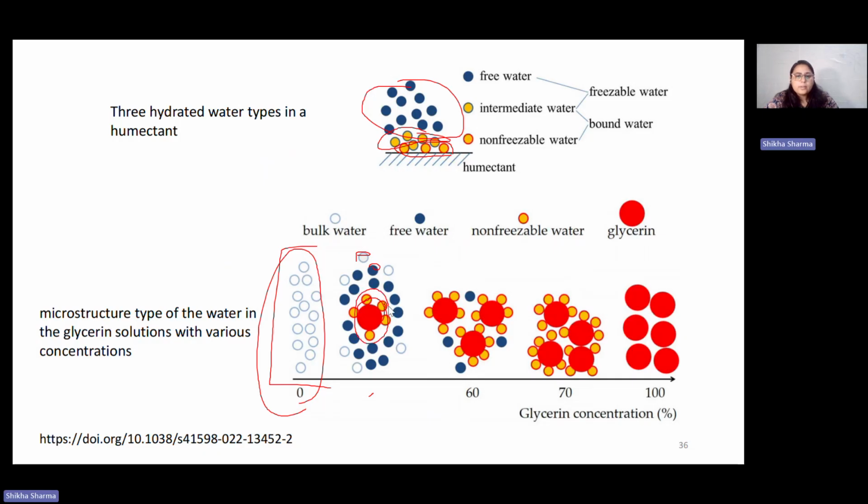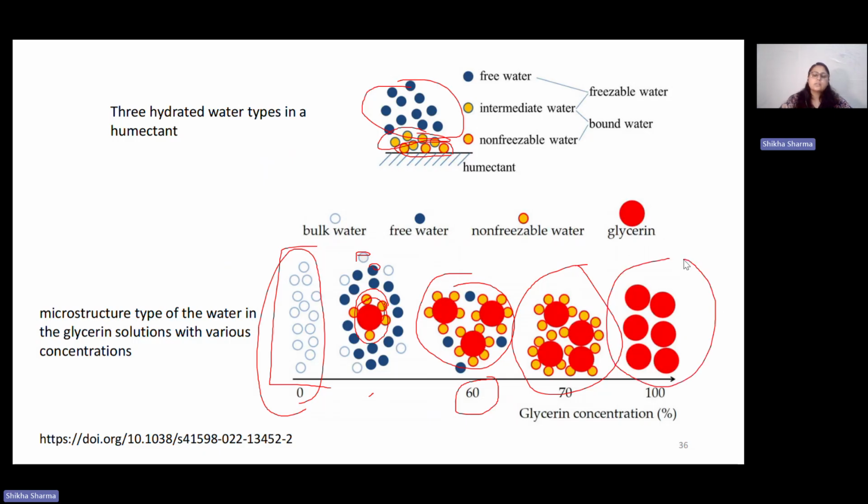When we add some percentage of glycerine, the water in direct contact with the glycerine, which is a humectant, becomes non-freezable water. The other is free water or bulk water. Then if 60% glycerine is added, most of the water will be non-freezable and little will be free water. And if we add 70% glycerine, all the water is non-freezable water, and 100% is glycerine only.